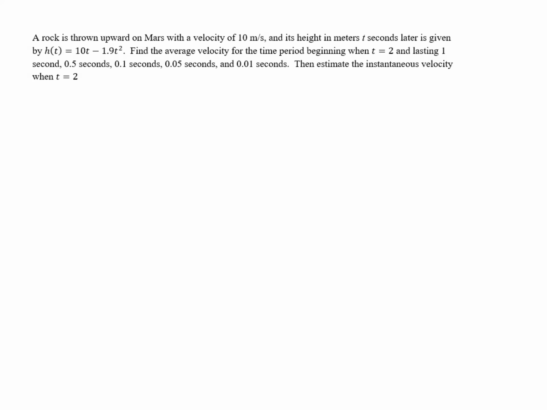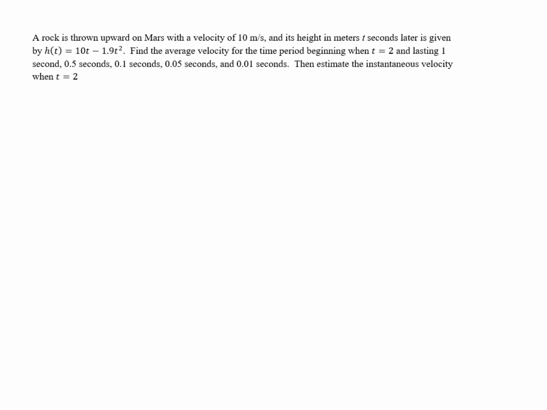A rock is thrown upward on Mars with a velocity of 10 meters per second, and its height in meters t seconds later is given by h of t equals 10t minus 1.9t squared. Find the average velocity for the time period beginning when t equals 2 and lasting 1 second, 0.5 seconds, 0.1 seconds, 0.05 seconds, and 0.01 seconds. Then estimate the instantaneous velocity when t equals 2.